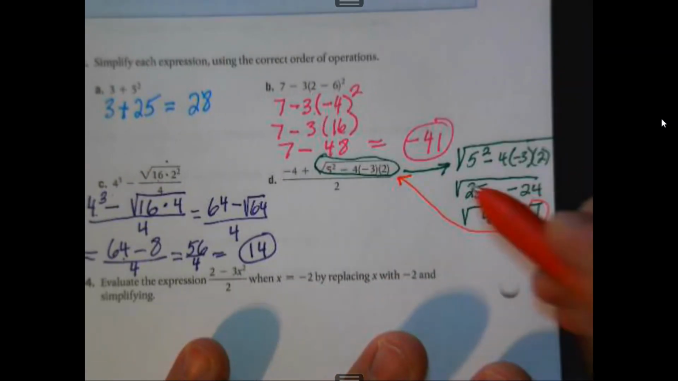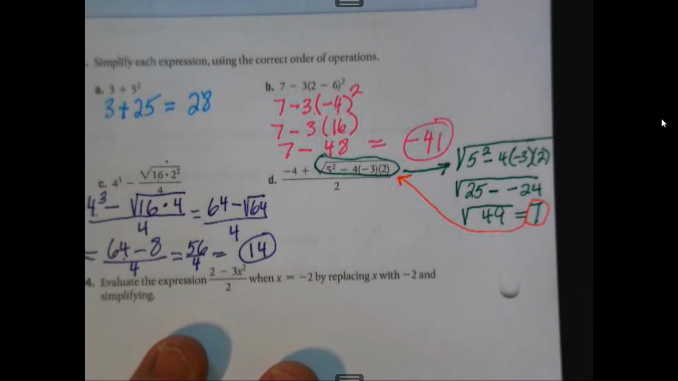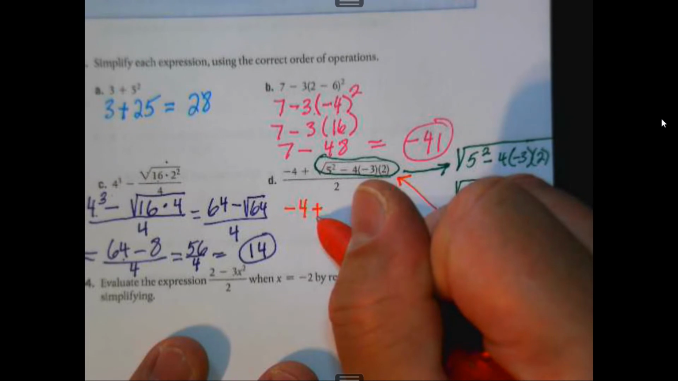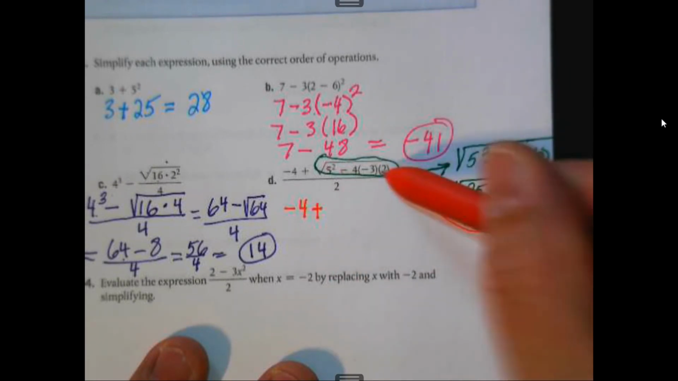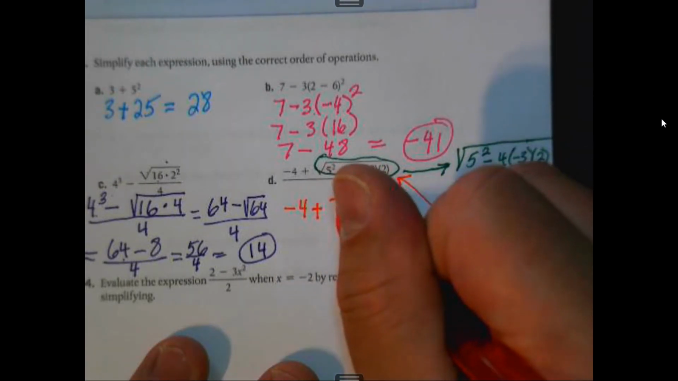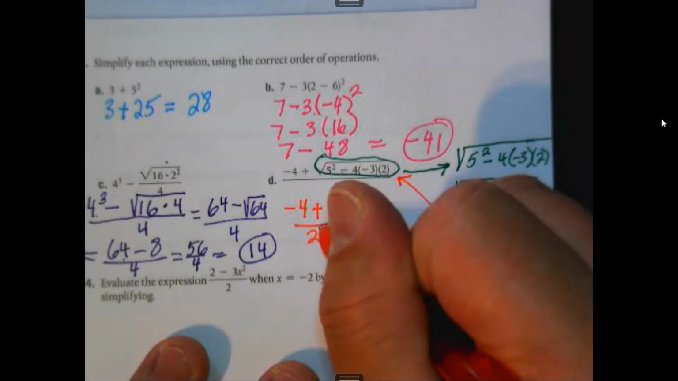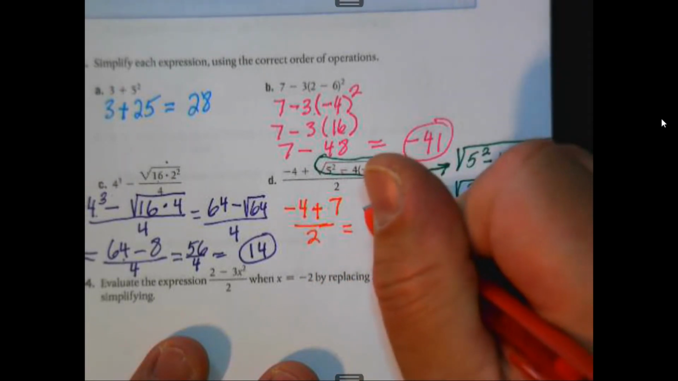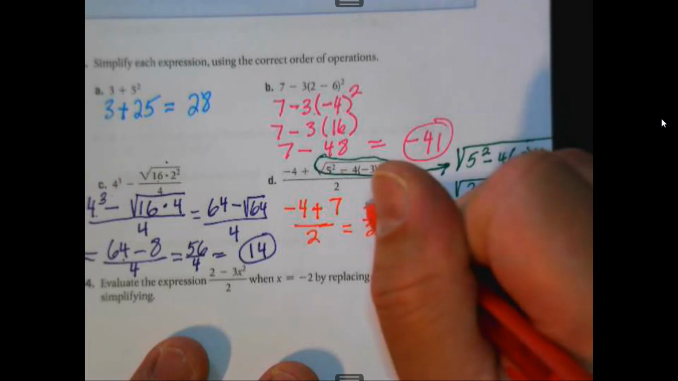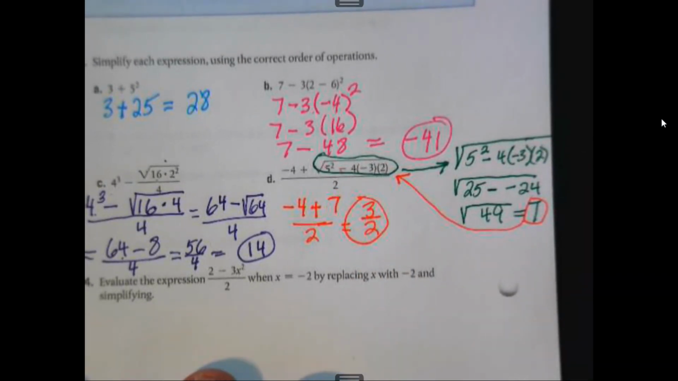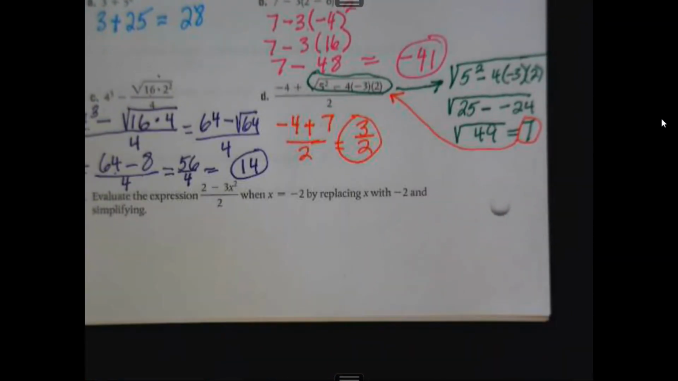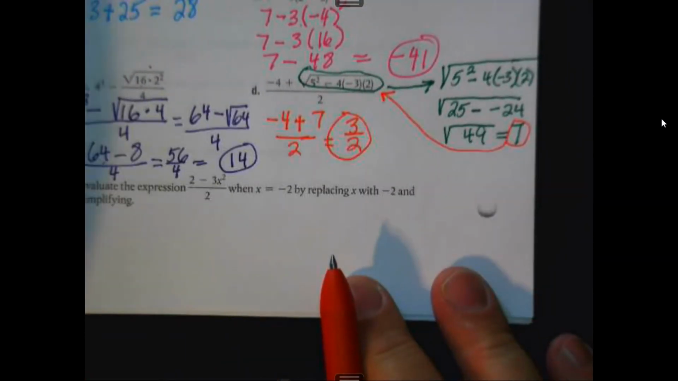Substitute it back in for the square root. So I get negative 4 plus, instead of all this, putting in 7, divided by 2. Negative 4 plus 7 is 3 halves, and that's reduced. Quadratic formula.